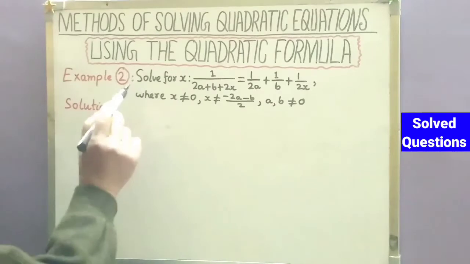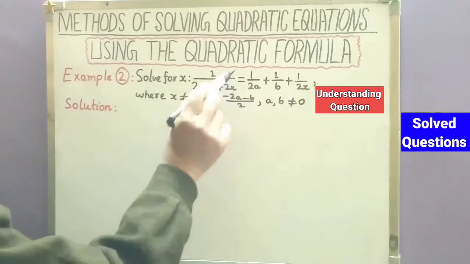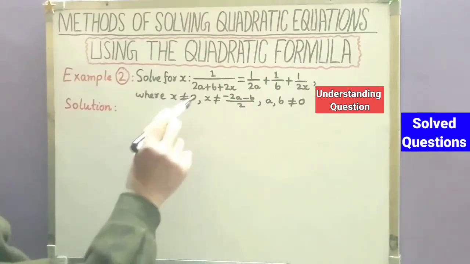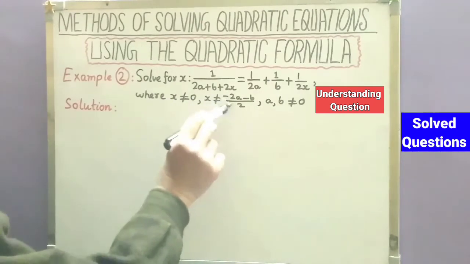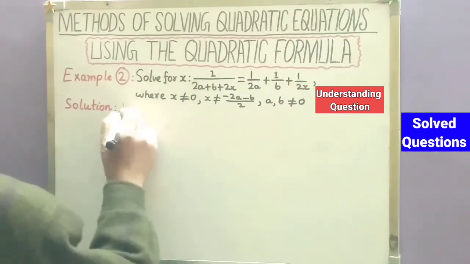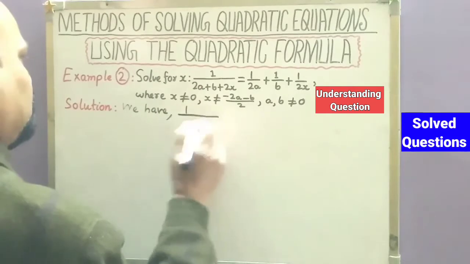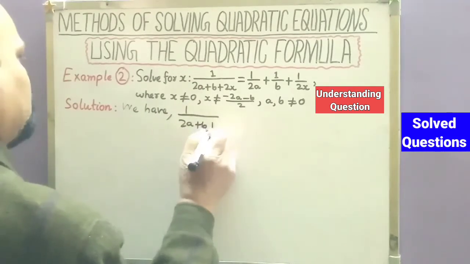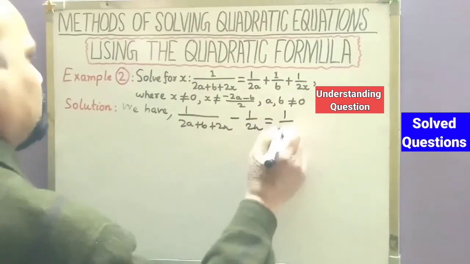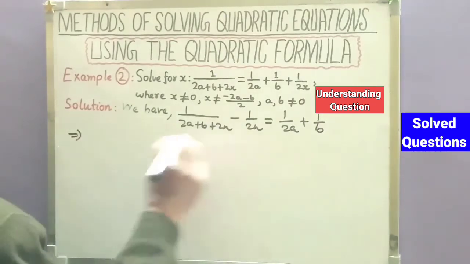Now, let's consider example 2. Solve for x: 1/(2a + b + 2x) = 1/2a + 1/b + 1/2x, where x is not equal to 0, x is not equal to −(2a + b)/2, ab not equal to 0. Now, let's solve this question. We have 1/(2a + b + 2x) − 1/2x = 1/2a + 1/b.